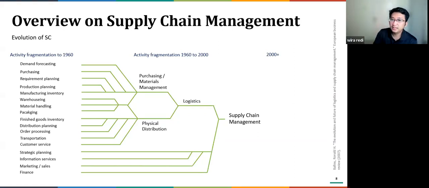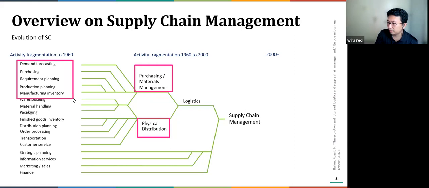It came to be used in so many discussions. But prior to that, the fragmentation was that supply chains only considered purchasing and materials management, and then physical distribution. Materials purchasing and materials management consists of several activities. And then some physical distribution activities were also included here.